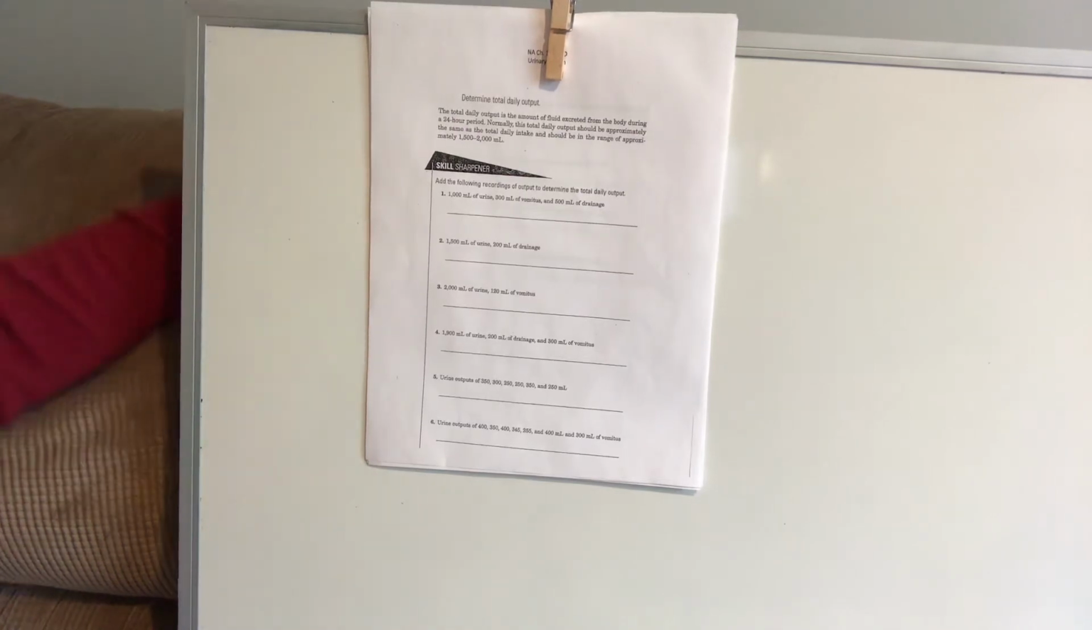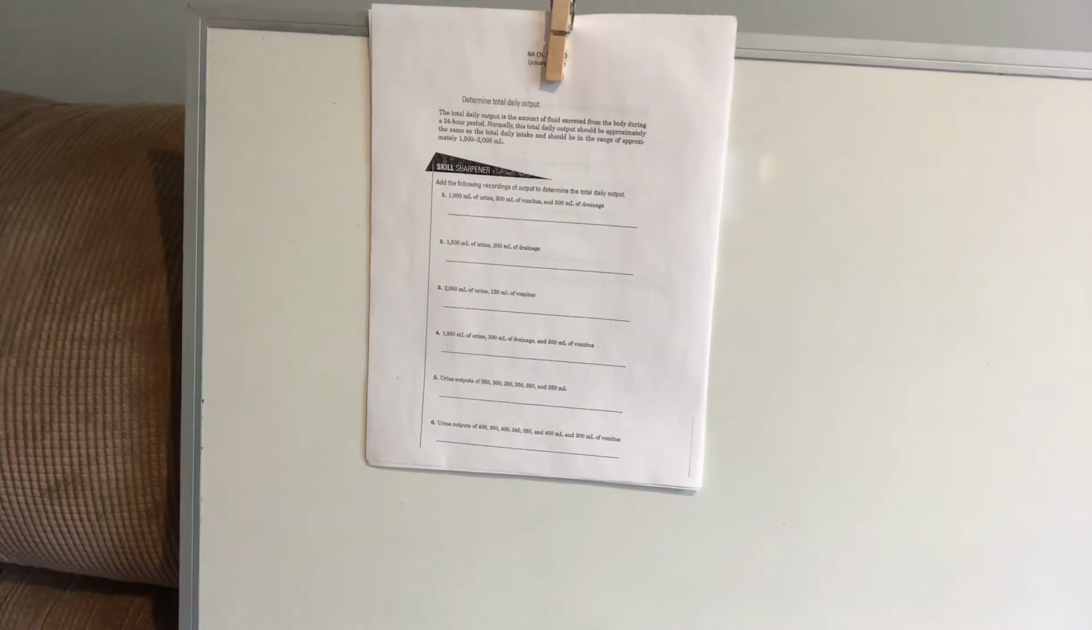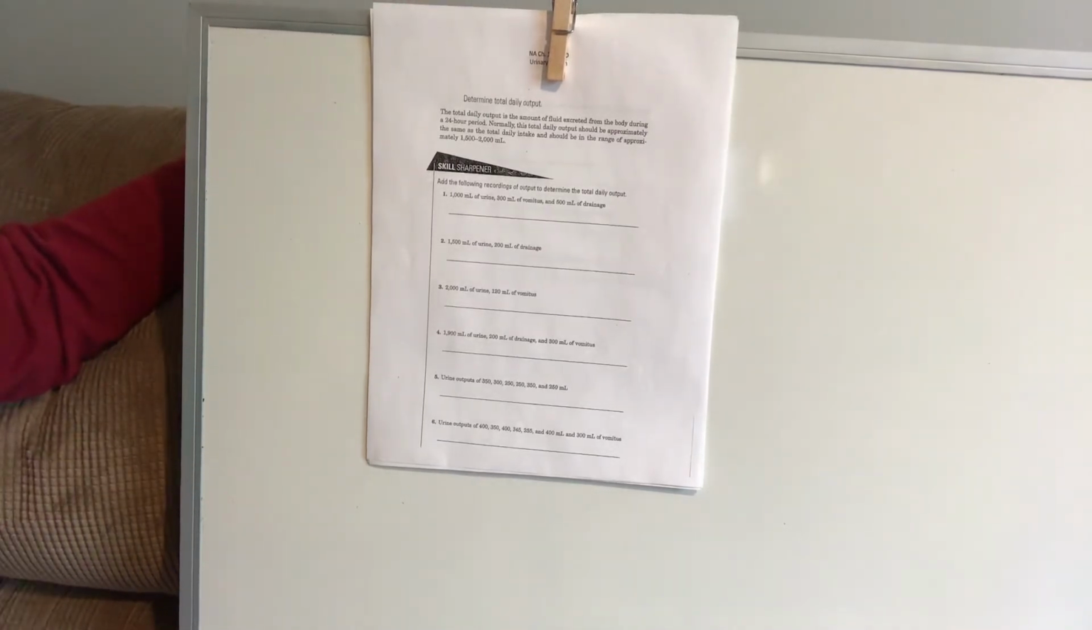Now, it is normal for someone to have about 1,500 to 2,000 milliliters of fluid going into the body, and then whatever comes out of the body should actually be equal to whatever we're putting into the body. So our intake really should be very close or equal to our output. That's what we call fluid balance.